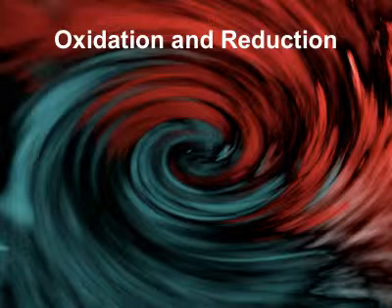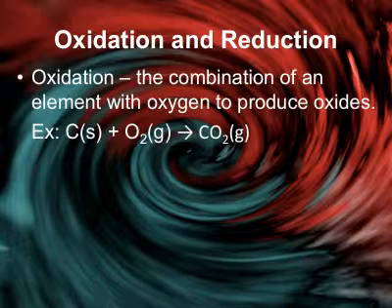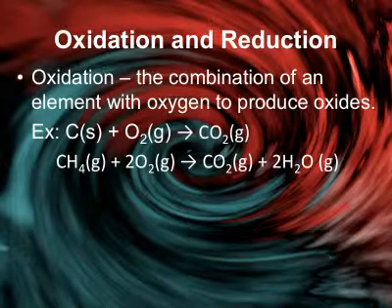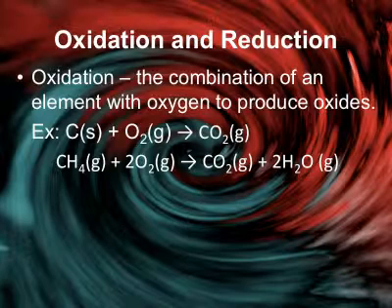What's an oxide? Something that is bonded with oxygen, a compound that includes oxygen. So for instance, we have carbon plus oxygen producing carbon dioxide. This is a combination reaction producing an oxide, so this would be an oxidation reaction. Another example would be methane plus oxygen producing carbon dioxide and water. What type of reaction is this? Combustion. So oftentimes combustion reactions are a form of oxidation.